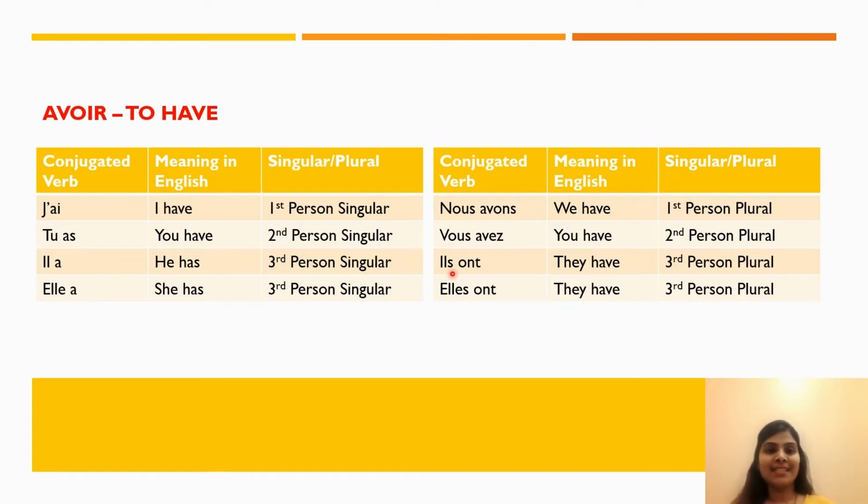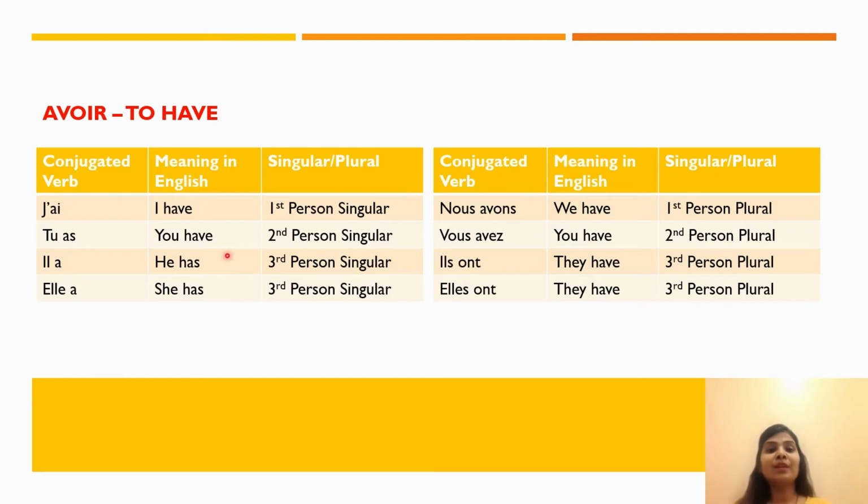So let's get started with the verb avoir, conjugation. J'ai. I have. Tu as. You have. Il a. He has. Elle a. She has. Nous avons. We have. Vous avez. You have. Ils ont. They have. Elles ont. They have.